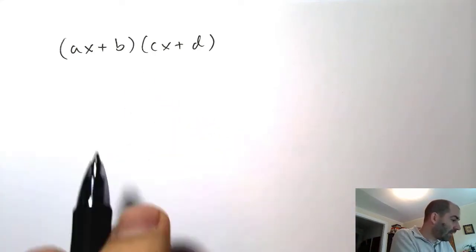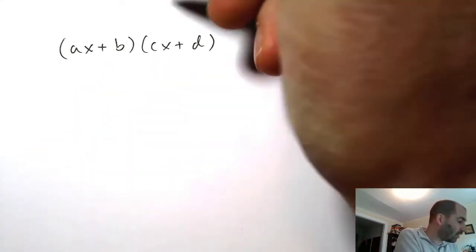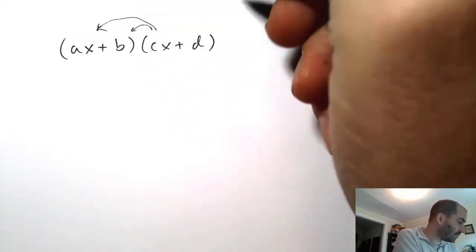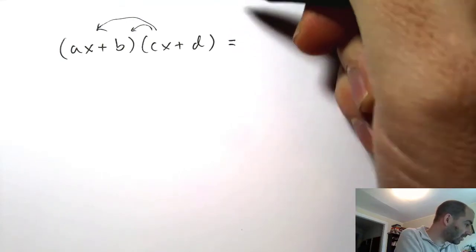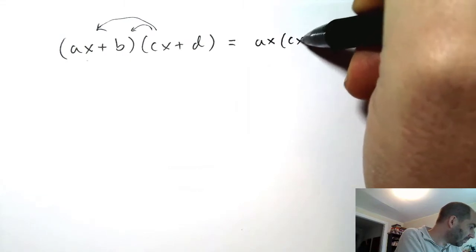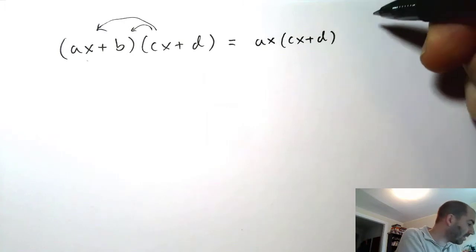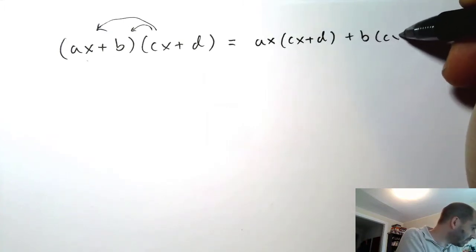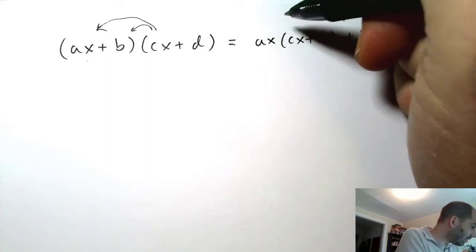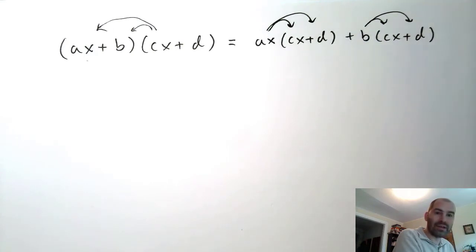Okay, so if I'm going to multiply this out, one thing I could do is take this expression on the right and distribute it across, because that's the distributive property for multiplication. So I'll have ax times cx plus d, and then I'll have plus b times cx plus d. Now I'll do distribution again. I'll distribute this, and I'll distribute this. All right, so distributing, what do we get?